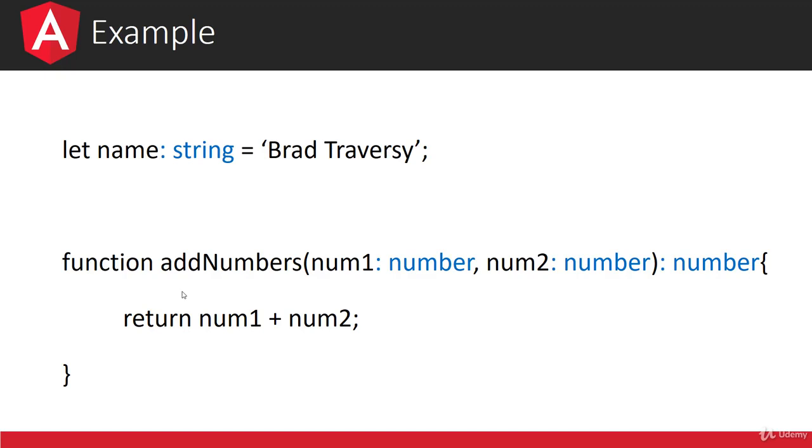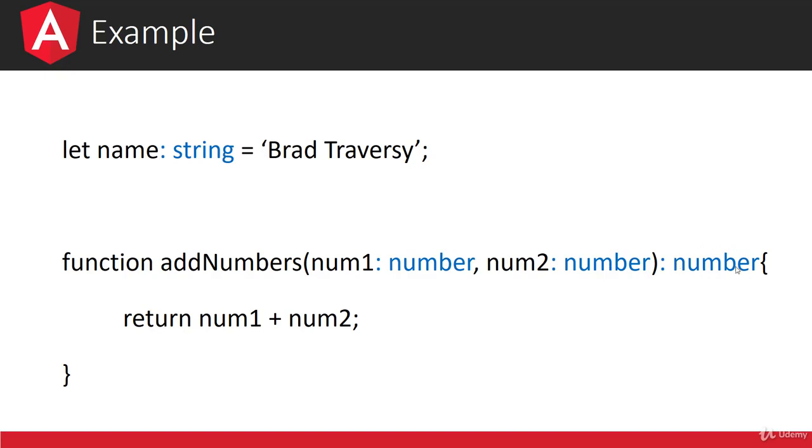Now down here, what we're doing is we're defining a function, and you can see we can also add types to the parameters that are passed in. So we're saying num1 and num2, they both have to be numbers. If we don't pass in a number, if we try to pass in a string or a Boolean, then we're going to get an error when we go and compile.